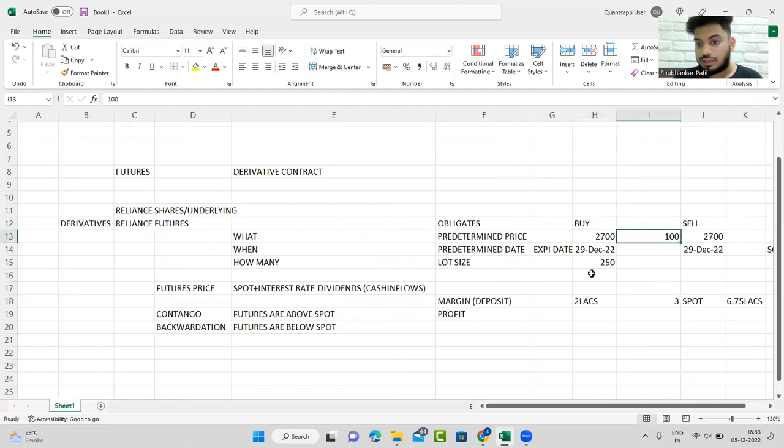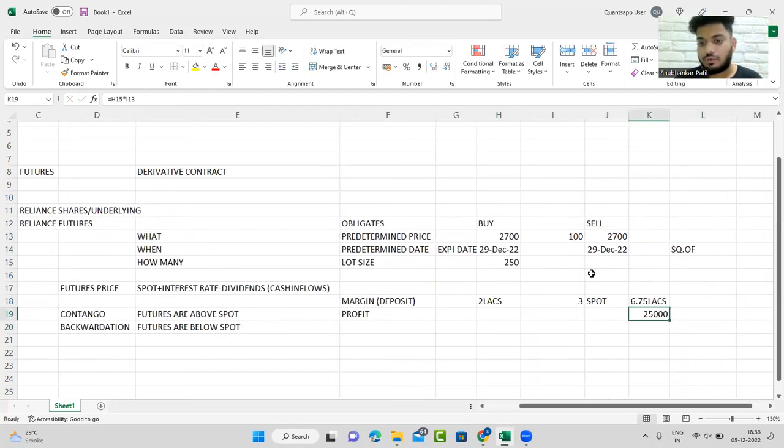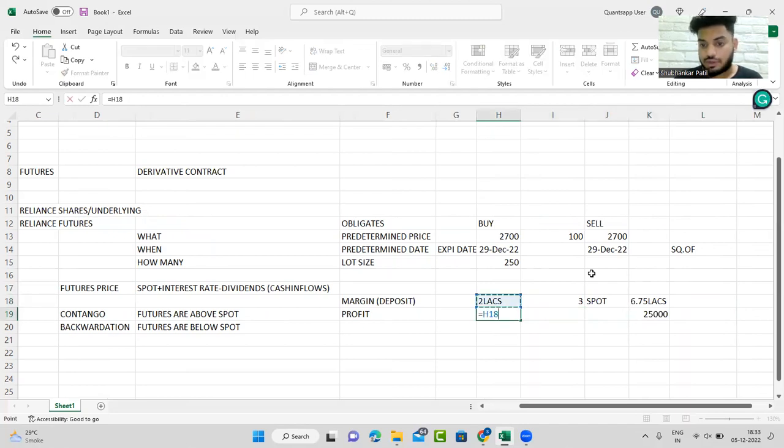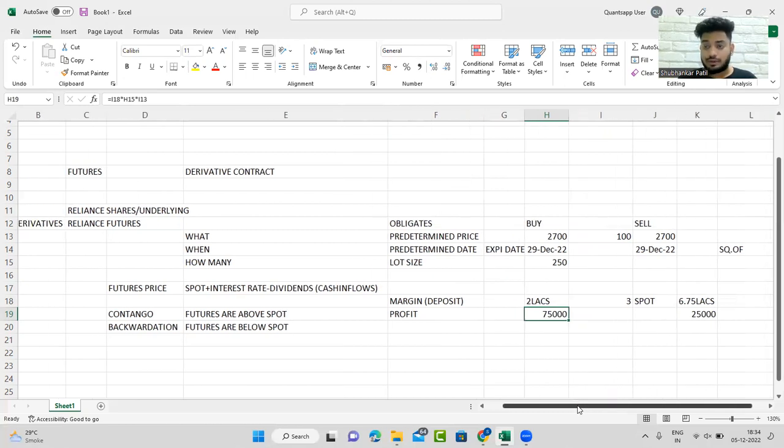Now how much profit would you end up making? 250 into 100, right? If you bought only 250 shares, you will make a profit of roughly 25,000 rupees. But with futures, you have three futures contracts, and if Reliance goes up by 100 rupees, this is the profit you would make, 75,000. Why? Because it is called leveraging. You can use the margin benefit as leveraging to get more benefit from the market. That is the second point.